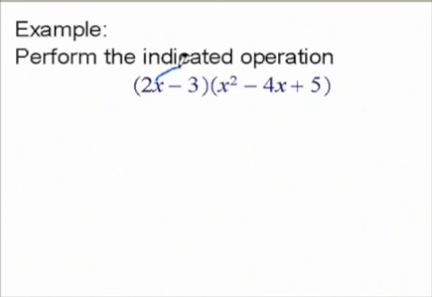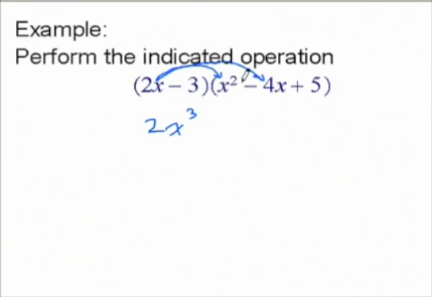So the first one we're going to do is 2x times x squared. So that would be 2x to the third power. Make sure you don't mess up the powers, because when you start combining like terms, you might combine things that really don't go together. The next one would be 2x times this negative 4x way down here.